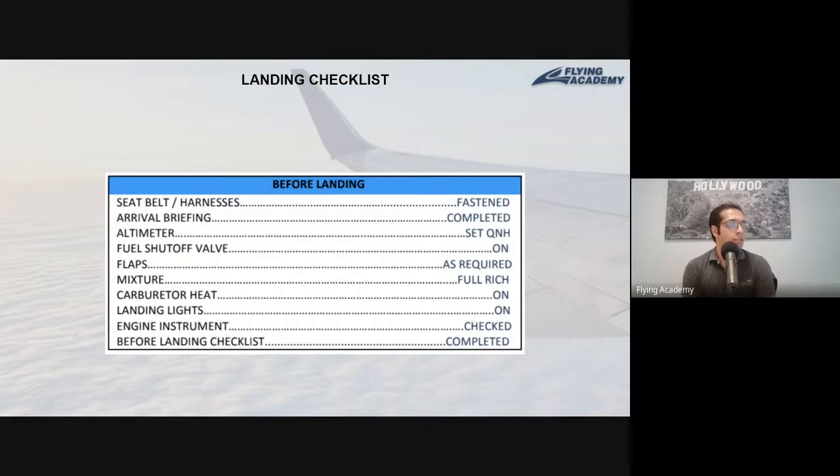Altimeter, you have the current altimeter setting. Fuel shutoff valve, at that point it should be on. Flaps as required. Make sure full reach in case of going around, and keep in mind as you're descending, air density increases, so you need more fuel. And carburetor heat on. You're at idle, the engine is cooling off rapidly, so you need to maintain some heat. And landing light on. Engine instruments check. Everything is looking normal within the green range.